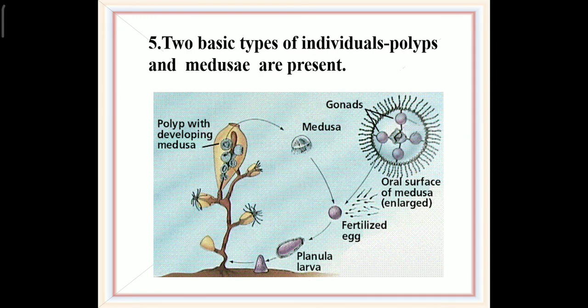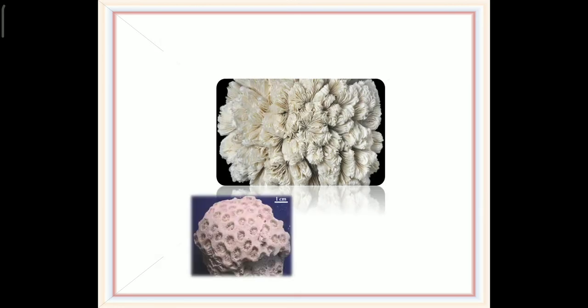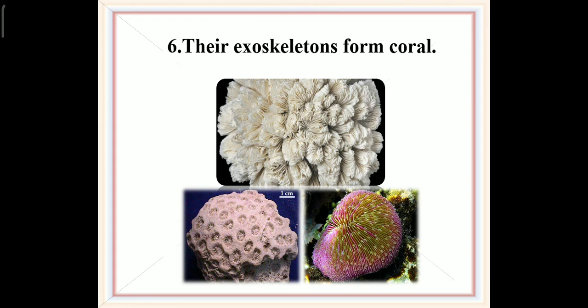Now, two basic types of individuals, polyps and medusae, are found. Polyps are sessile, and medusae are free living. But some animals have both stages, found one after another. Now, the coral: their exoskeleton forms coral.